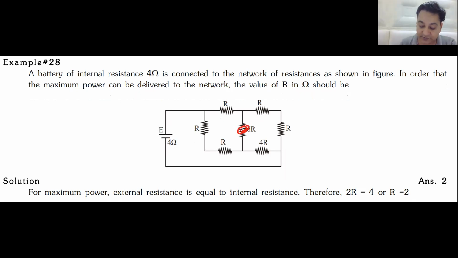So this resistance goes away, bacha. This is 2R. This is 4R. This is R. This is 2R. Balanced Wheatstone bridge. R and 2R are in series. 3R. 2R and 4R are in series. 6R. 3R and 6R are in parallel. 2R. 2R should be equal to 4. So R is equal to 2.